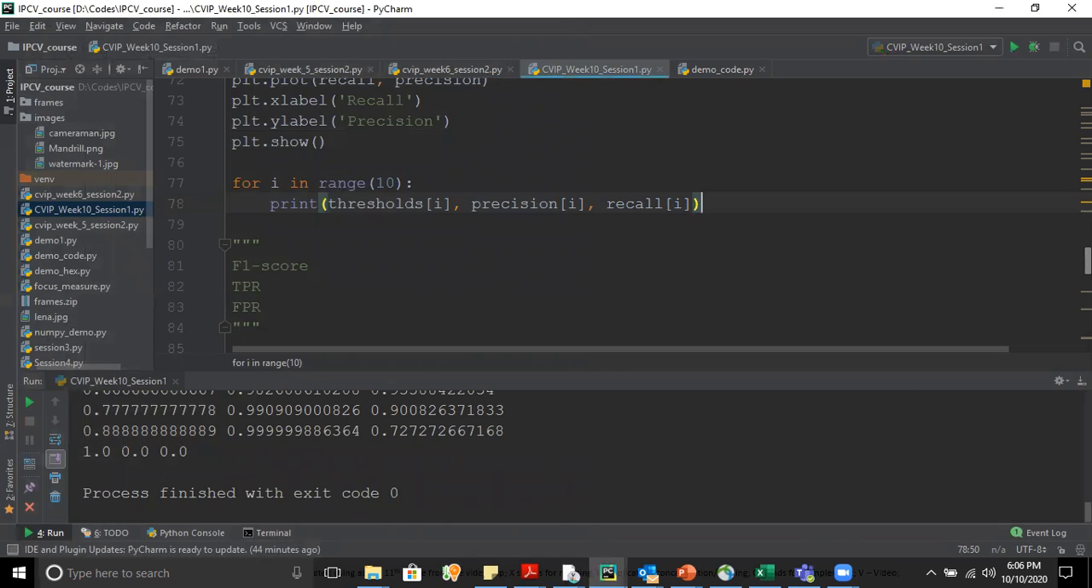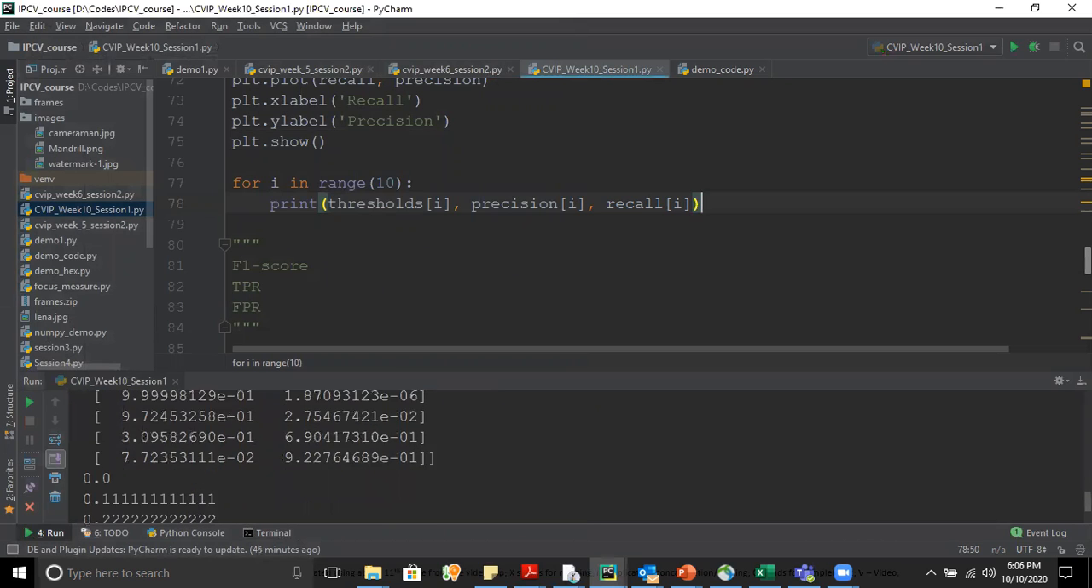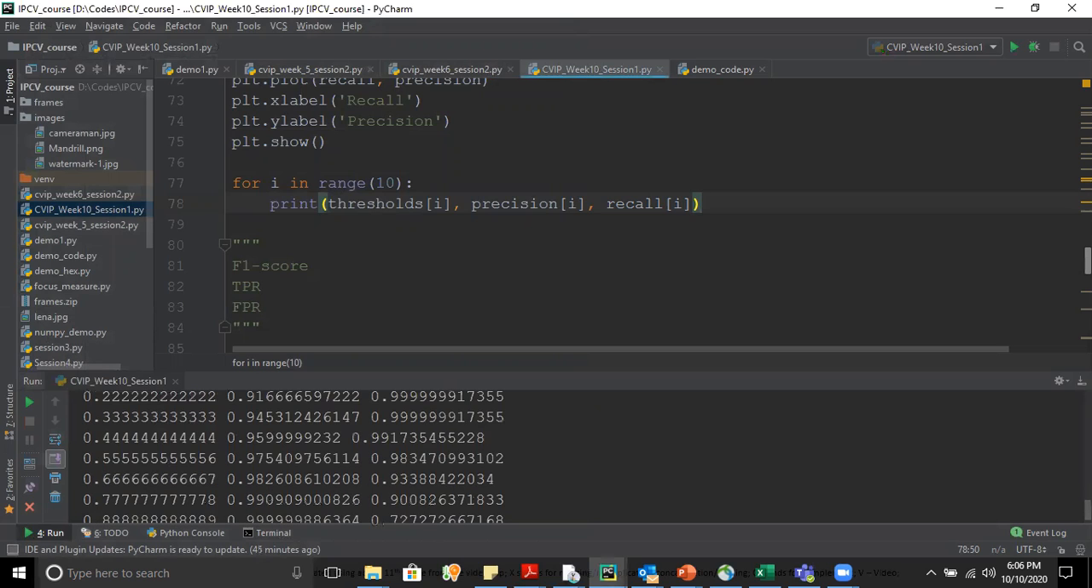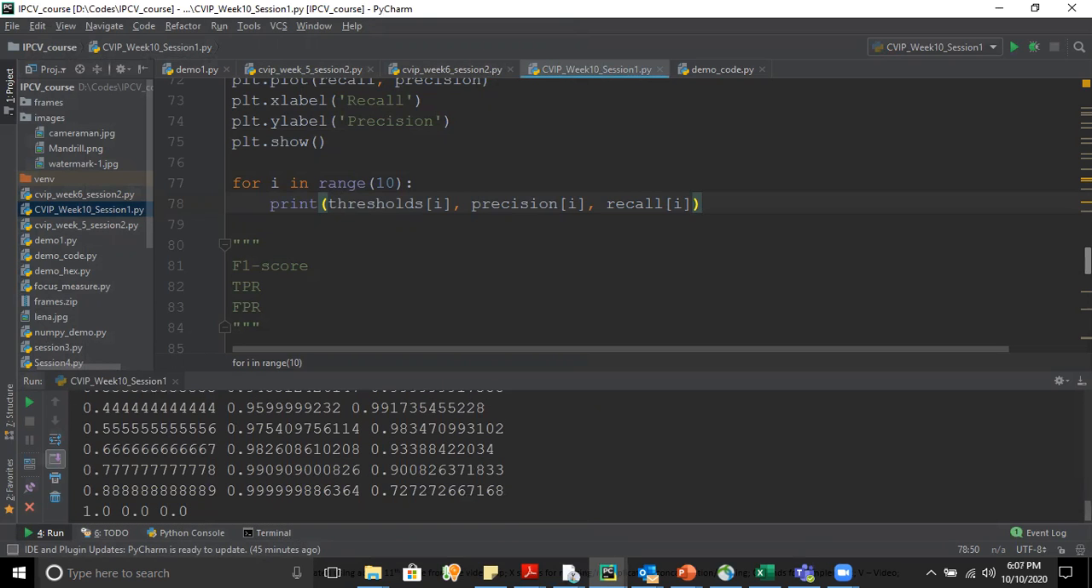Yes, ma'am. So then in none of the cases will this value be valid, correct, sir? None of the cases, yeah, this value will be valid because that's not an idealistic scenario. Just for the sake of experimenting, we have used it. Okay, sir.